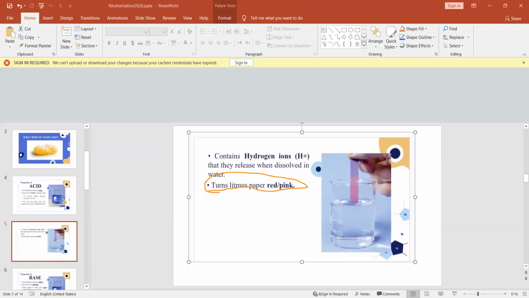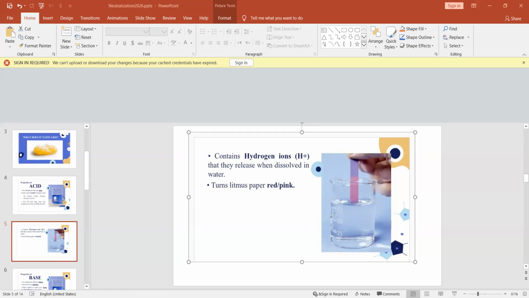Here in my slide, in the structure of all acids, we have hydrogen. This hydrogen increases the acidity of the substance. What will it do? It will increase the acidity of the substance. Look, all acids contain hydrogen ions that are released when dissolved in water.